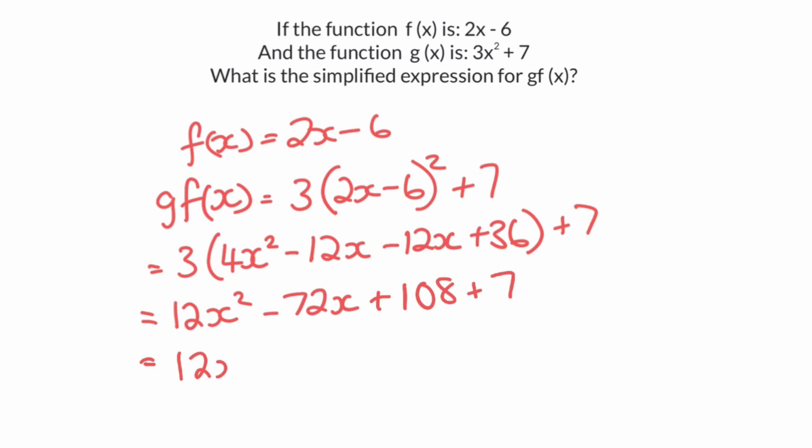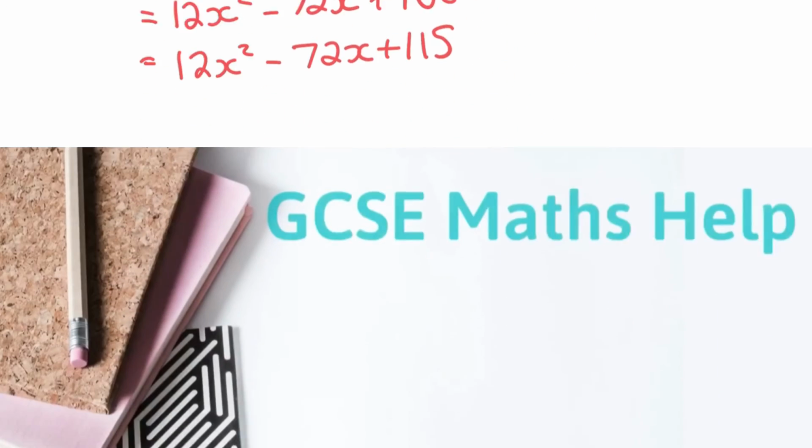So that gives us 12x squared minus 72x plus 115. So that's actually what's happening to x when we put it through the f function and then the g function, one after the other.